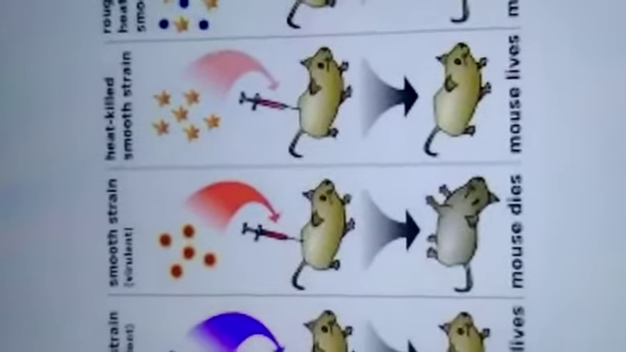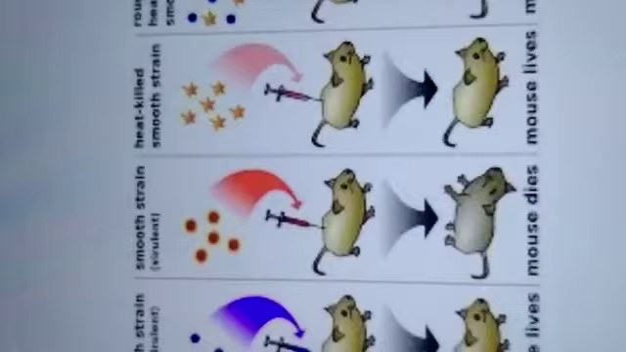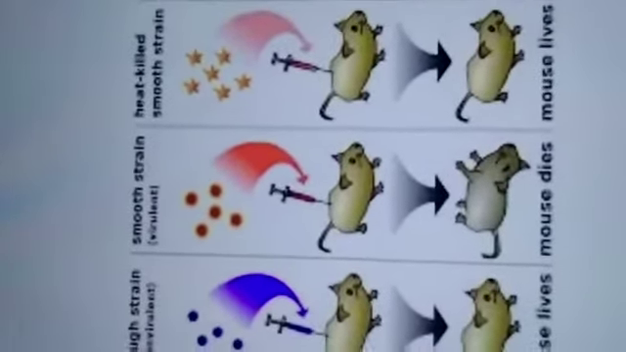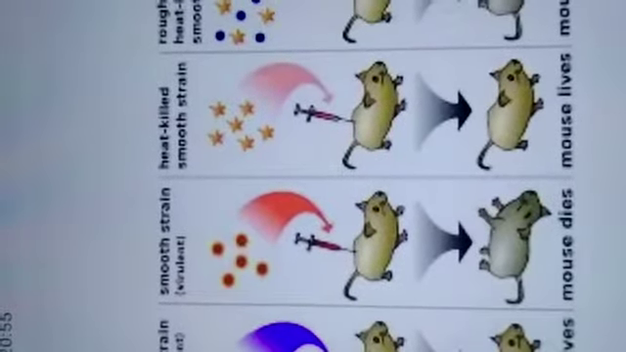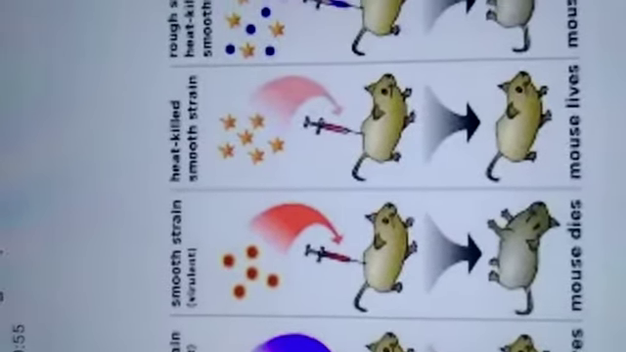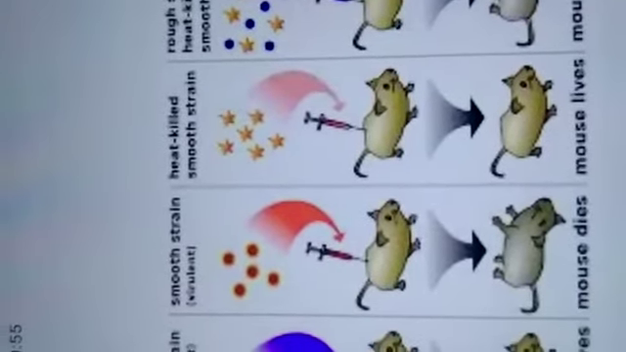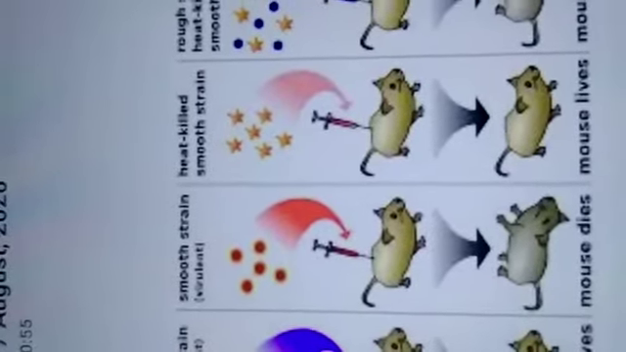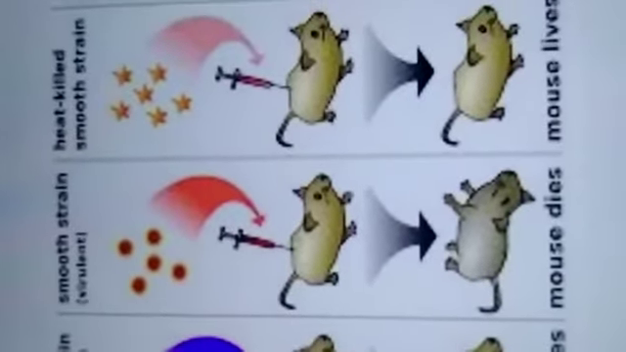In the second step, he took the virulent strain, which was the poisonous one that caused pneumonia in the mouse. He inserted the virulent strain, meaning the poisonous one, into the mouse. Due to that the mouse got pneumonia, and due to the pneumonia it died. Here you can see that the mouse dies.